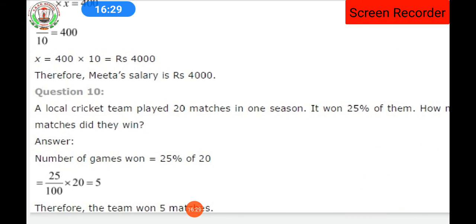Clear everyone? So dear student, here we have completed the explanation of exercise 8.2, question number 5 to 10. Hope you people understood. As you know, this exercise explanation was already done before the pre-mid term exam.